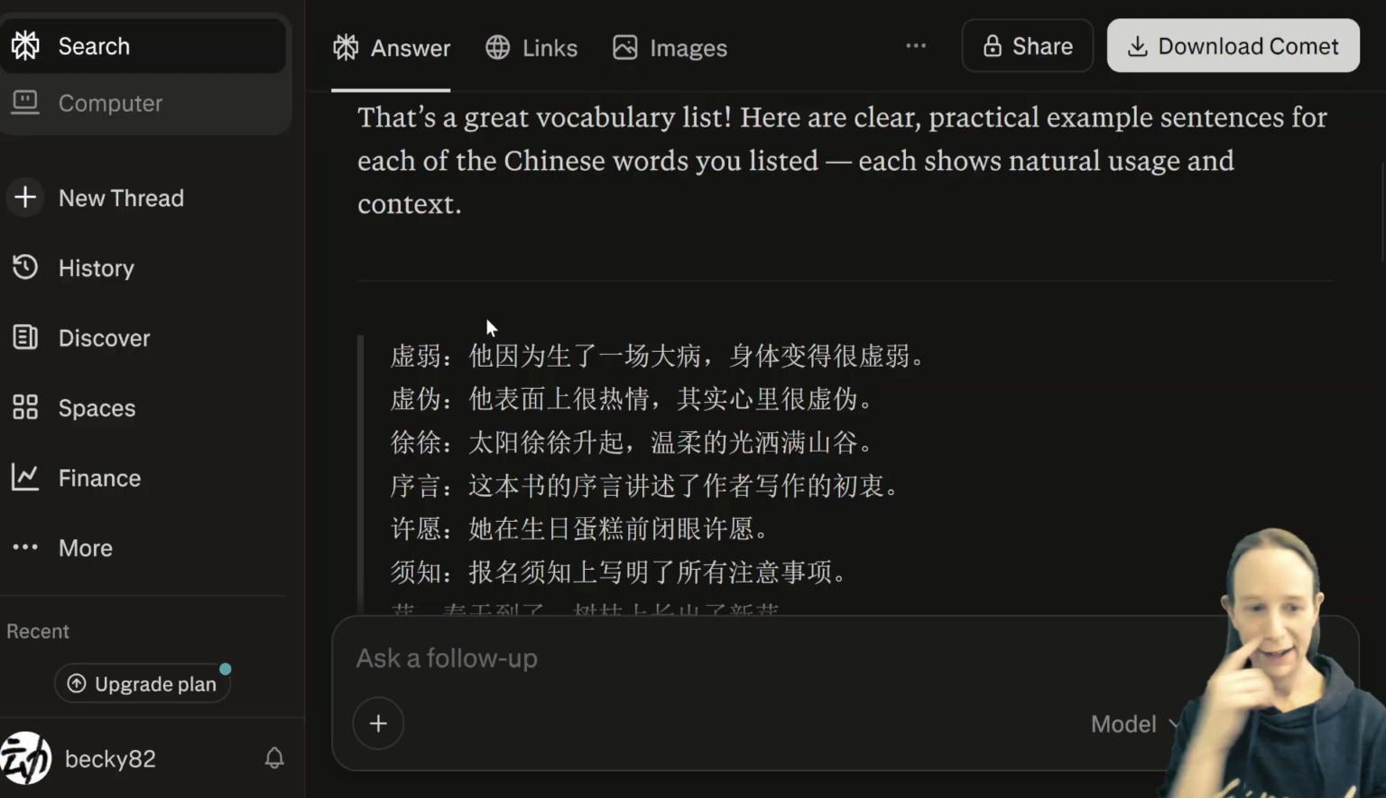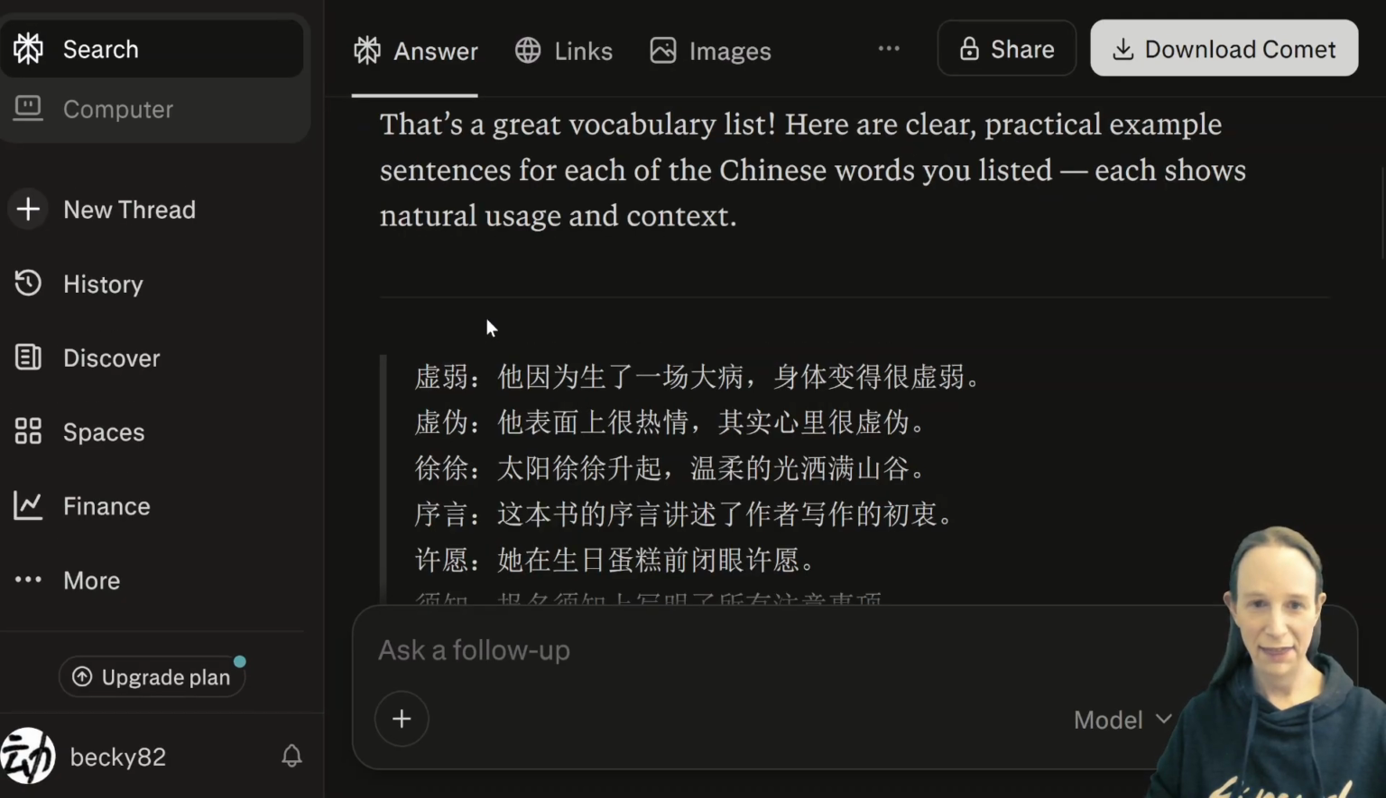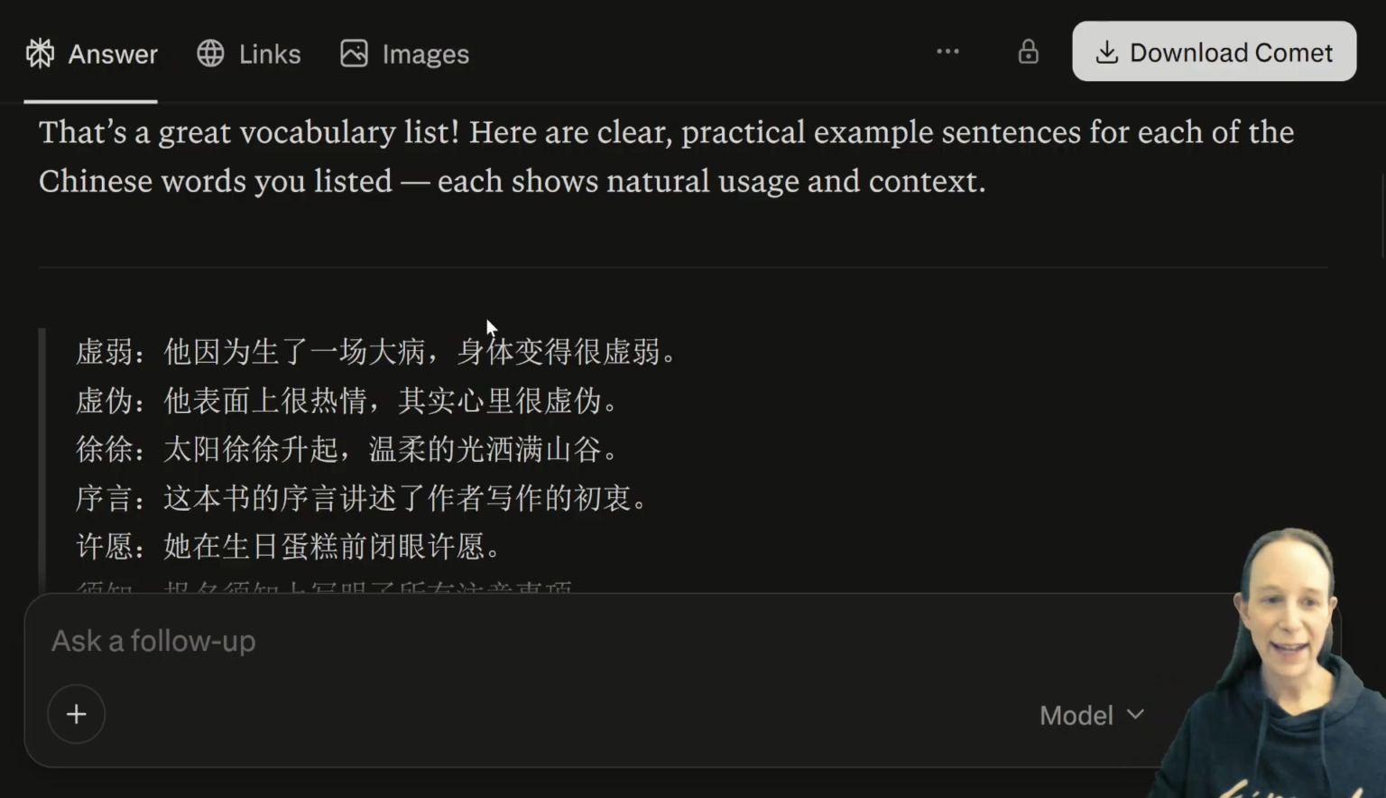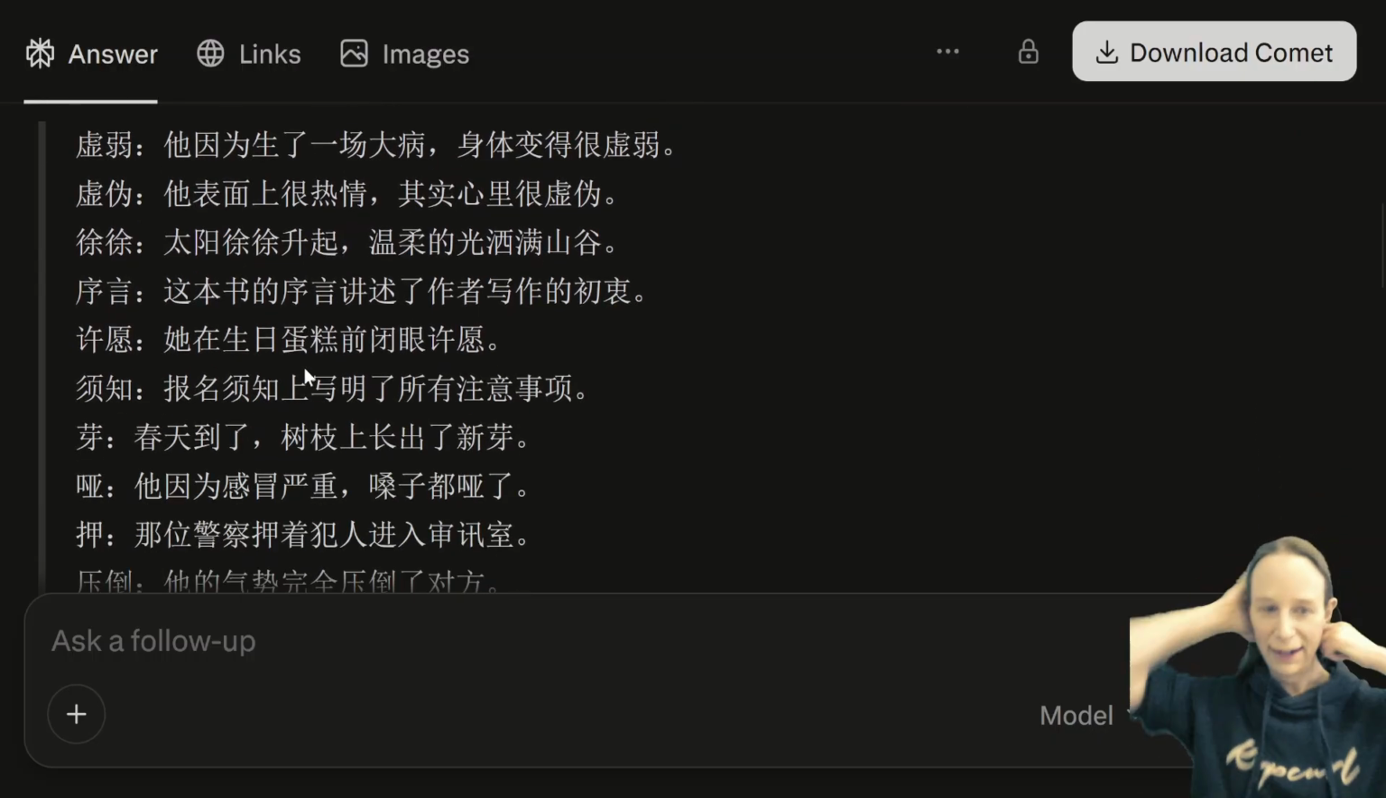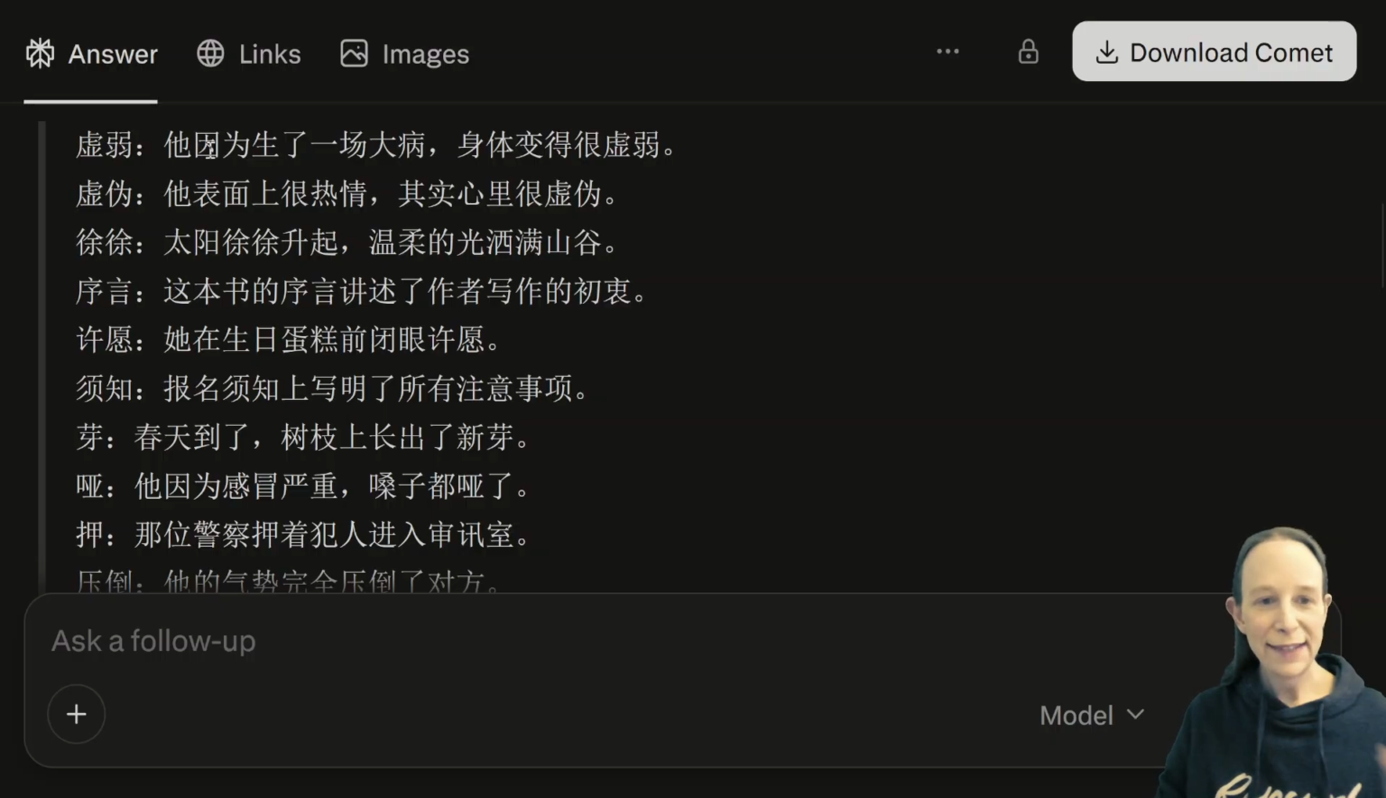Oh, I got rid of that. If I zoom into this point here, it goes away. Okay. But this is huge. Can I get rid of this? Not really. All right. 虚弱，因为生了一场大病，身体变得很虚弱.